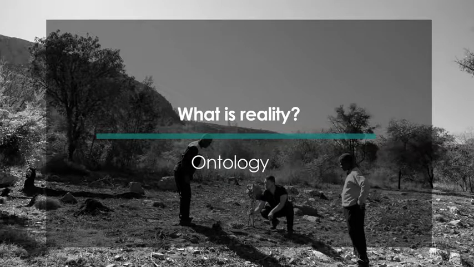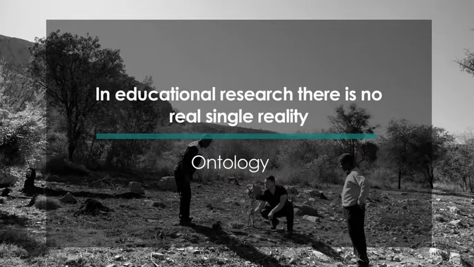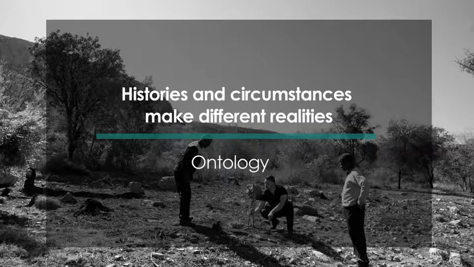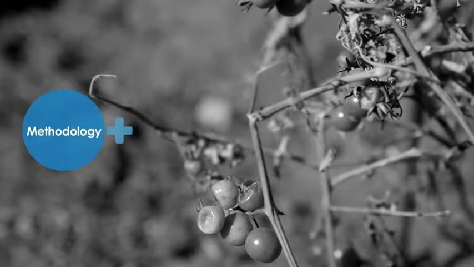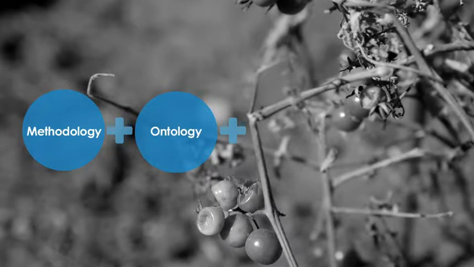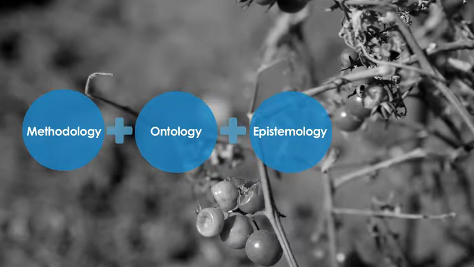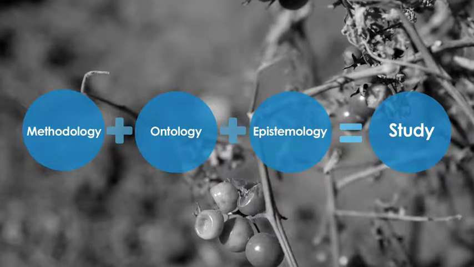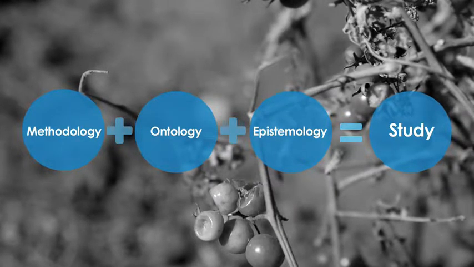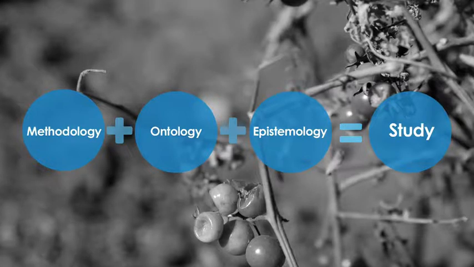What is reality? However, in educational research, there is no real single reality. Histories and circumstances make different realities. Studying different realities requires different techniques, different methodologies, and different views of knowledge. So, when you design a study, you have a methodological position, an ontological position, and an epistemological position. This means you believe that knowledge can be made in a specific way, in a specific place, for a specific reason, and for this, one asks a specific research question.